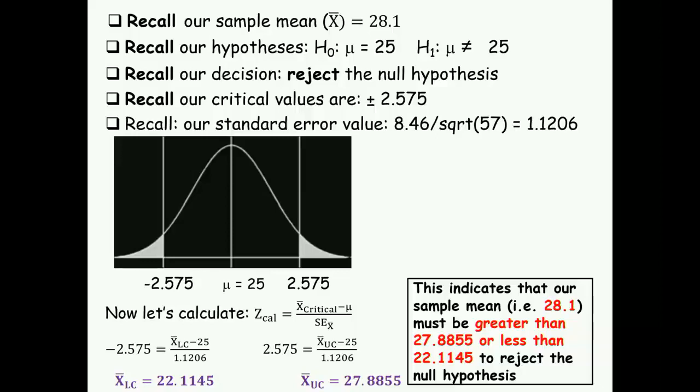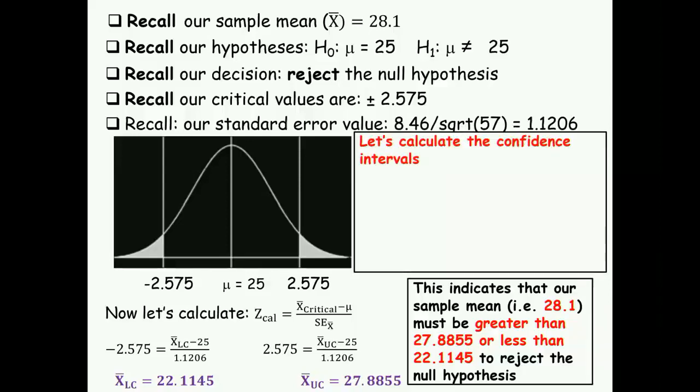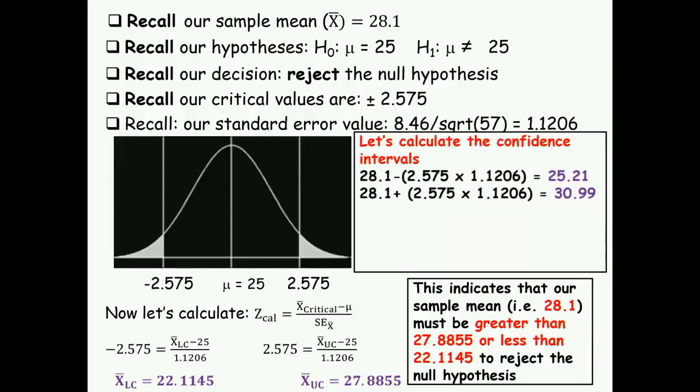Now, let me ask you, for the same question, calculate the confidence interval. So I am trying to calculate the confidence interval. 28.1 plus or minus the critical value times the standard error. Isn't it? Point estimate plus or minus critical value times the standard error.